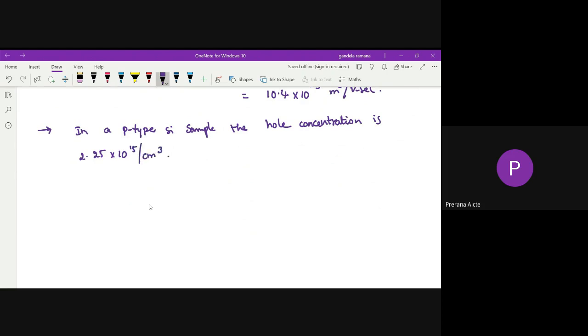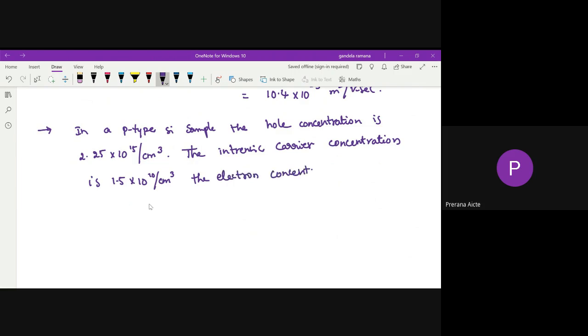The intrinsic carrier concentration is 1.5 into 10 power 10 per centimeter cube. What is the electron concentration?